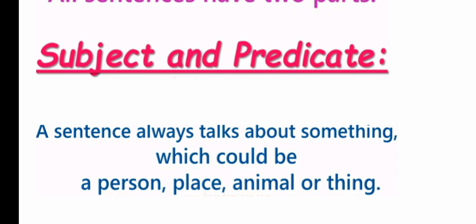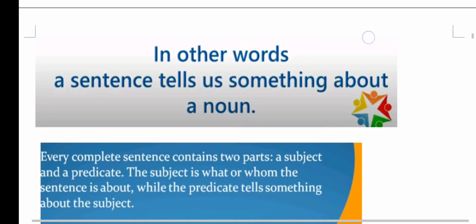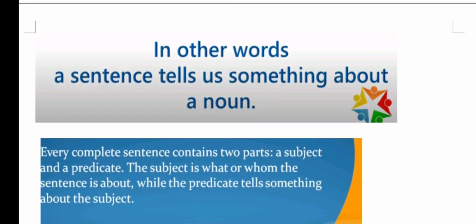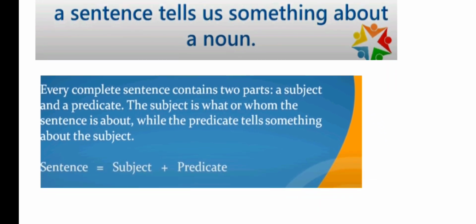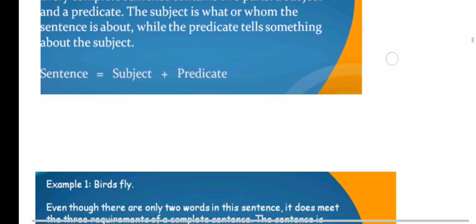Every complete sentence contains two parts, a subject and a predicate. The subject is what or whom the sentence is about, while the predicate tells something about the subject. So, a sentence has two parts, subject and predicate. So, remember, a sentence is a combination of subject and predicate. Okay, here is an example.